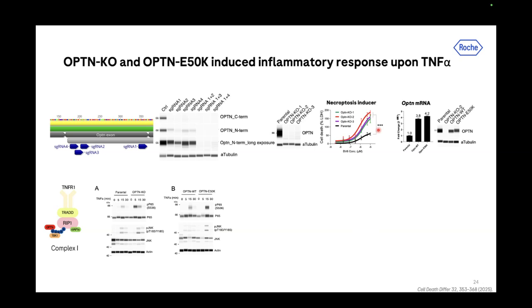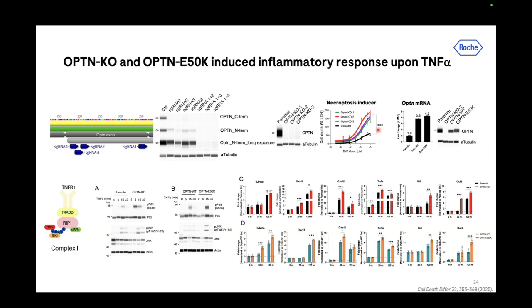As I illustrated before, the primary response to TNF-alpha stimulation is NF-kappa B activation. In panels A and B, we see that both knockout and E50K-harboring cells show enhanced phosphorylation of P65 and JNK upon TNF treatment. This indicates that these cells respond more toward a pro-inflammatory status upon TNF-alpha stimulation.